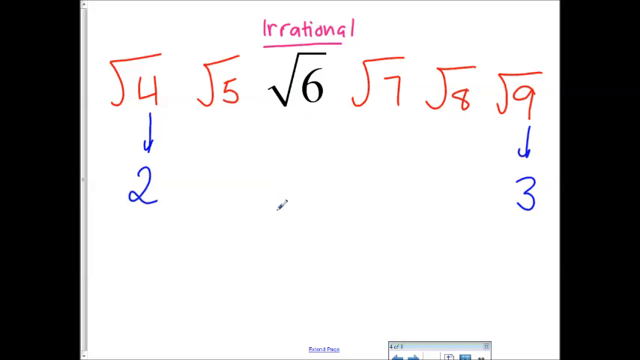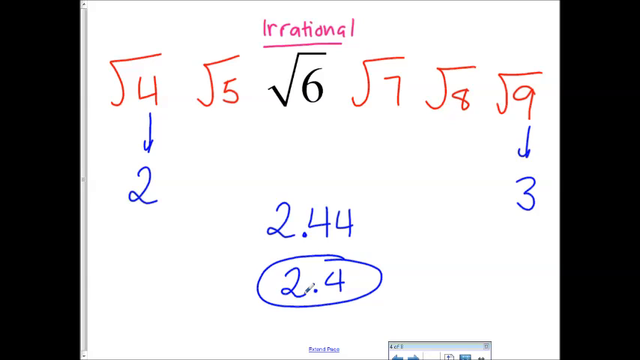So our rational approximation is going to be somewhere around 2 point some. We can plug it into our calculator and find out that the square root of 6 is 2.44, which we can round to 2.4. 2.4 is a rational approximation for the irrational number square root of 6. Square root of 6 is not exactly 2.4, but it's close enough.